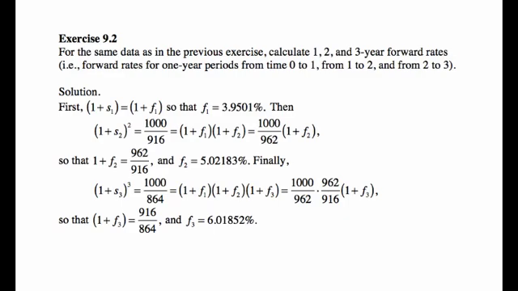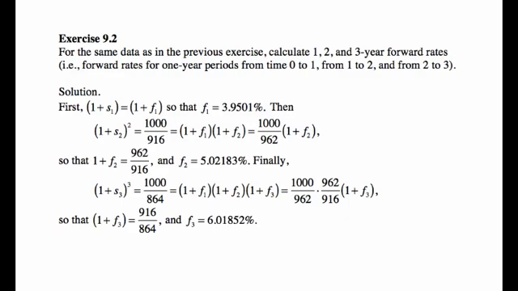And then for the second one, it has to be this way, that (1 + S2) squared is equal to (1 + F1) times (1 + F2). But we just figured out that 1 + F1 is 1,000 over 962, so we plug that in. On the other hand, (1 + S2) squared from the previous exercise is 1,000 over 916. From this, we see that 1 + F2 must be equal to 962 over 916, which comes out to be about 5.02183%.